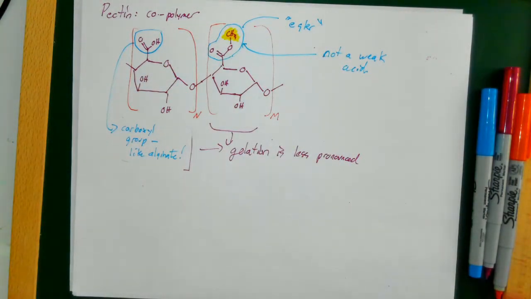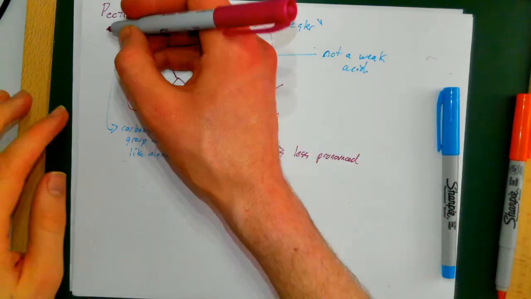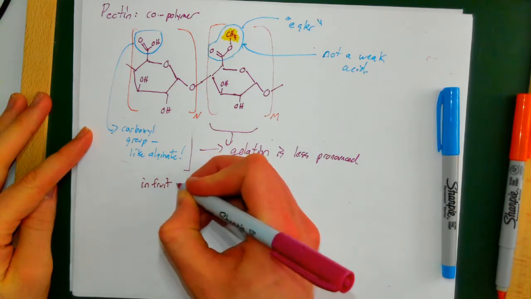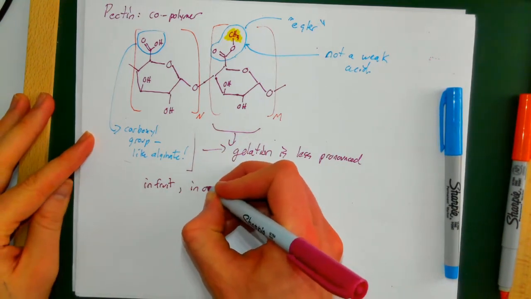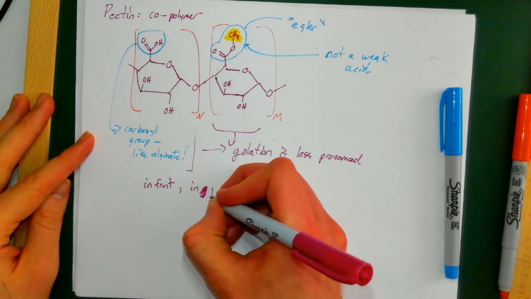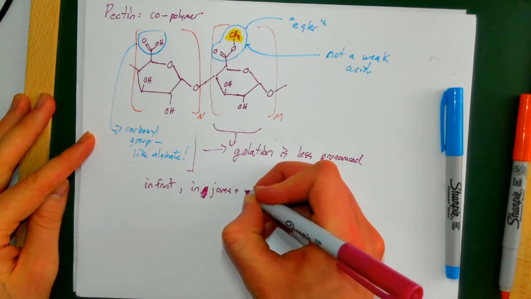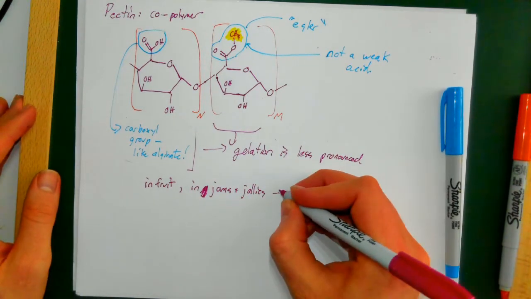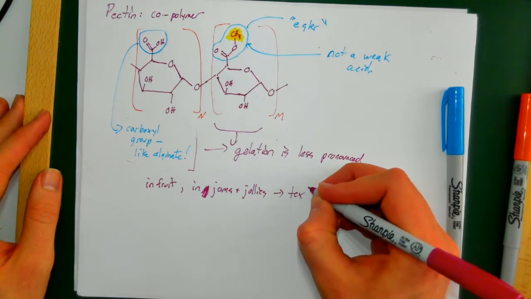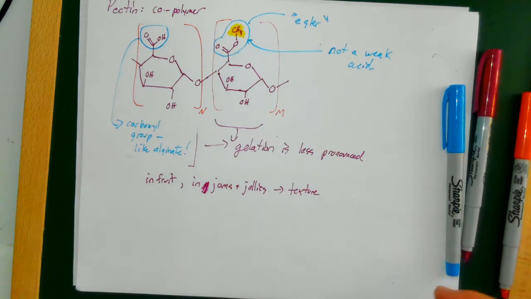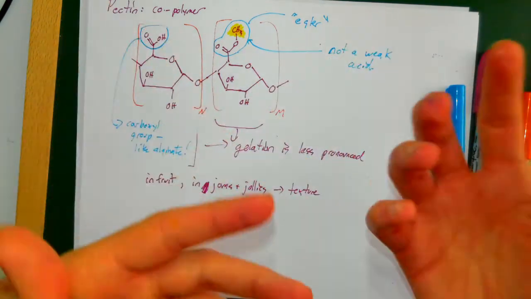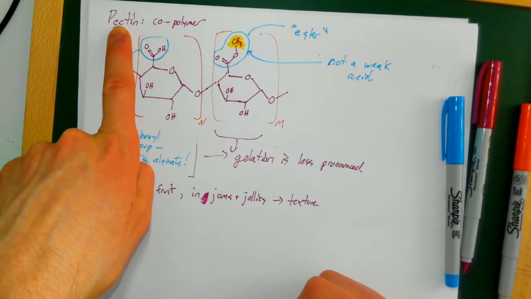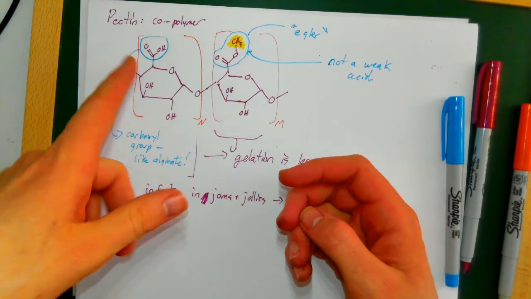So fruit pectin basically exists in fruit, and we use it in jams and jellies to create a delicious texture. If you want to make certain fruits or certain jellies, some fruit naturally has pectin in it, but other types of fruit does not have pectin in it.